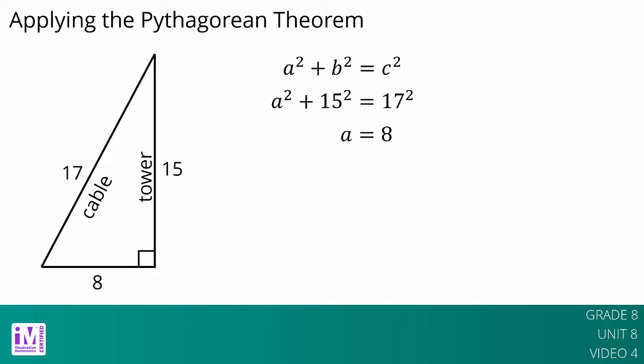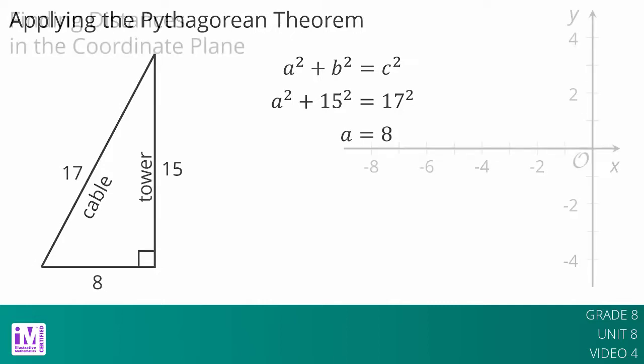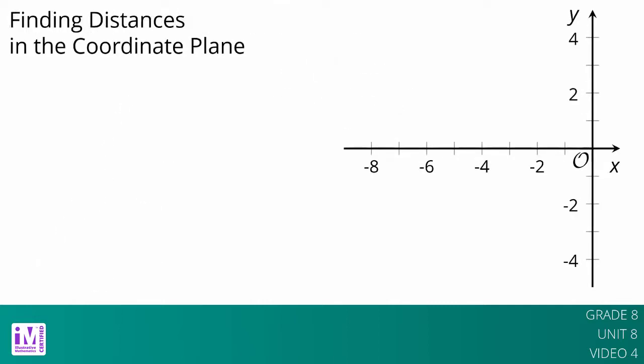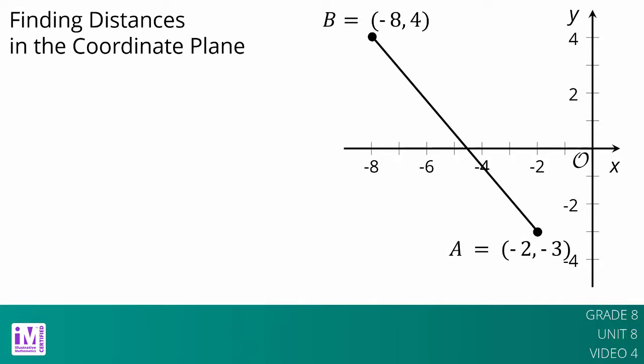Another use for the Pythagorean theorem is to find the distance between any two points on the coordinate plane. For example, if the coordinates of point A are -2, -3, and the coordinates of point B are -8, 4, let's find the distance between them. This distance is also the length of line segment AB.